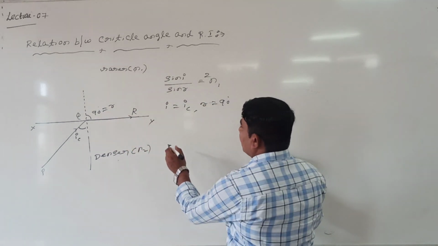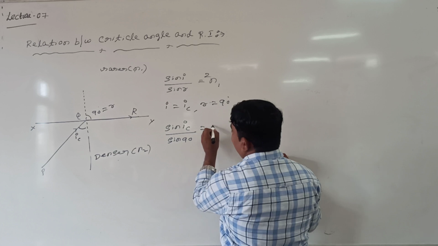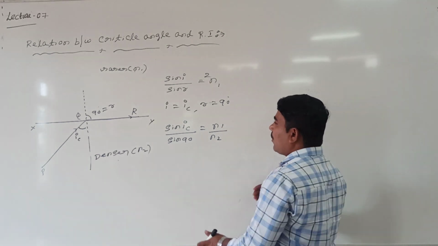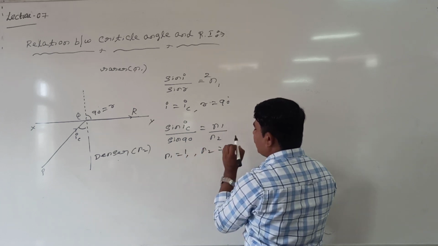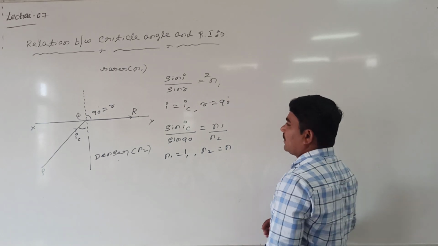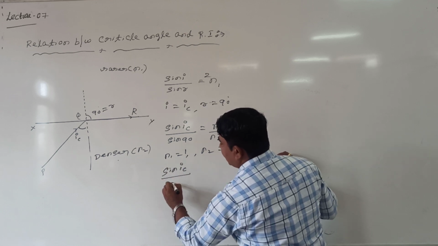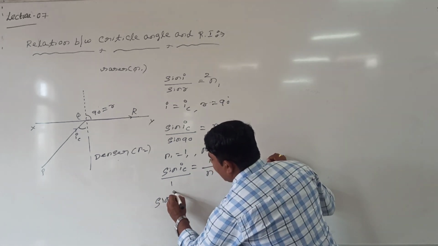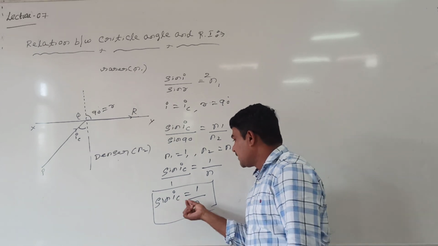Then what does it become? Sine of IC divided by sine of 90 is equal to n1 divided by n2. See here, n1 is the rarer medium, its value is equal to 1, and n2 is the denser medium, its value is equal to n. Because the rarer medium is the one whose refractive index value is 1. Look at me, sine 90 is 1. Then sine of IC equals n1 which is 1, divided by n2 which is n. So finally, sine of critical angle is equal to the reciprocal of the refractive index.